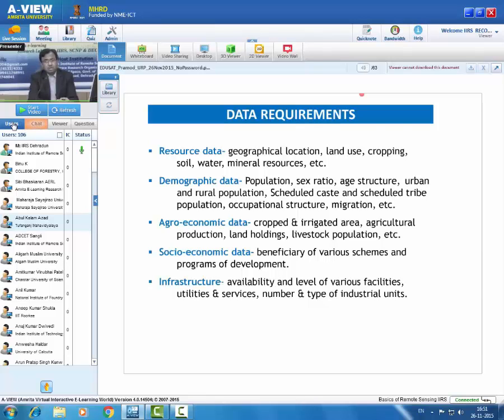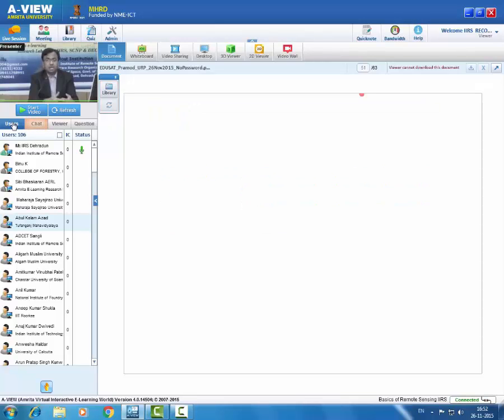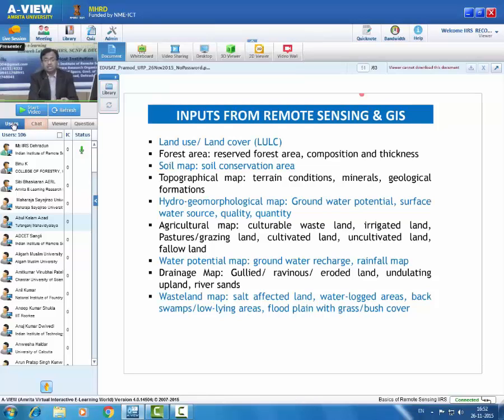Now, when you look at regional planning, we require data. This data will be resource data, that means what is the land use, what is the soil, water, mineral sources, and so on. We also require demographic data, agroeconomic data, socio-economic data, or infrastructure data. What do we require this data for? It is required to understand the present state of development, projected needs of the plan period, and if there is any gap. So once you have understood, then what are the inputs from the remote sensing GIS?